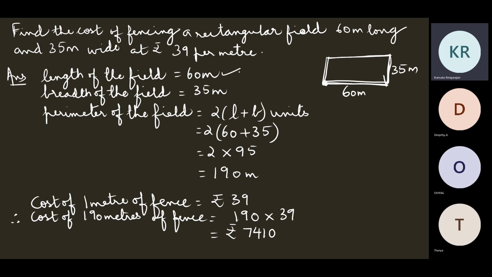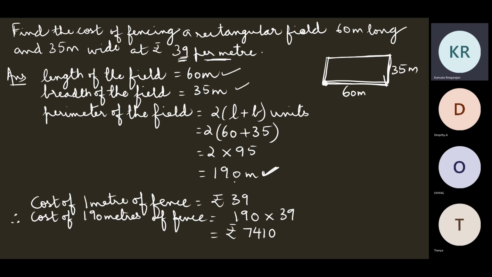So write down the length and the breadth, that is the details given about the field, and then find the perimeter. So this is the length of the boundary of the field. The length of the boundary of the rectangular field is 190 meters. Now what is it given? 1 meter of fence costs 39 rupees. Per meter, meaning 1 meter.